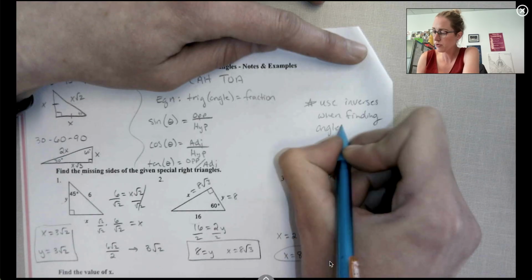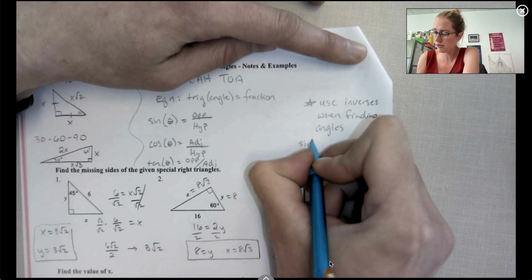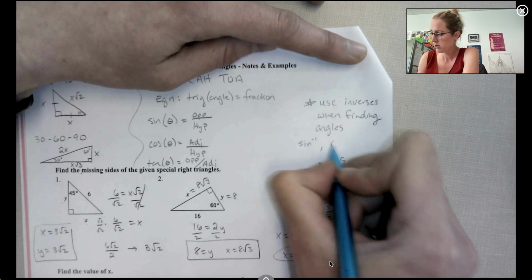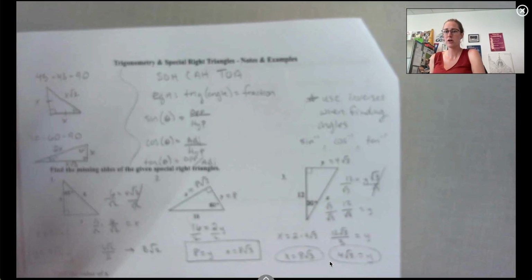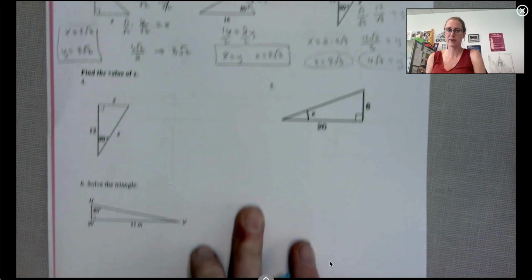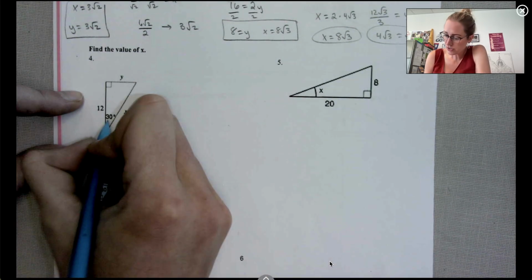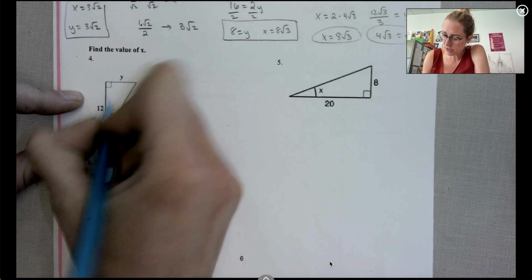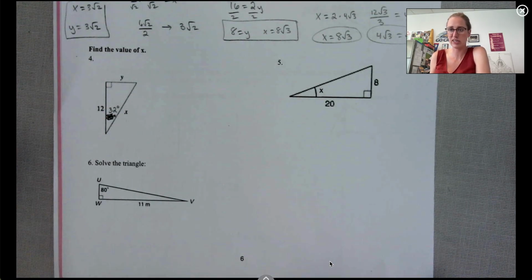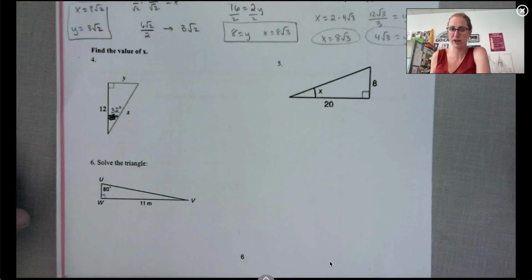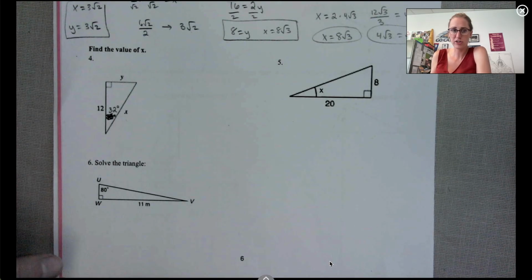And remember what those are: sine with that little -1 exponent, cosine with that little -1 exponent, or tangent. Okay? All right, so let's try that down here. I'm going to change this angle, you guys. Let's make this one be 32 degrees. So it's not a 30, 60, 90. Otherwise, I could use my special right triangles. Okay, so let's make that 32 degrees.